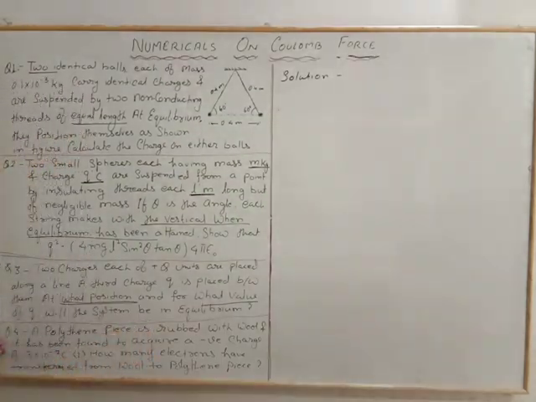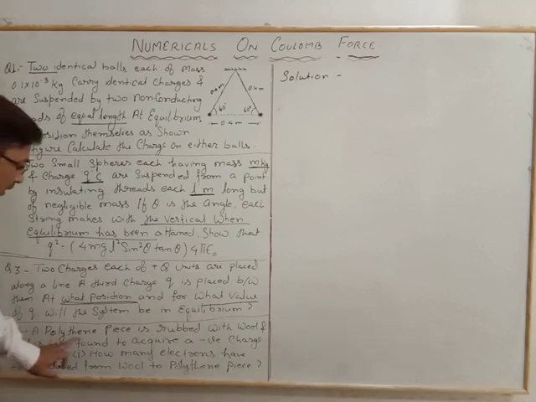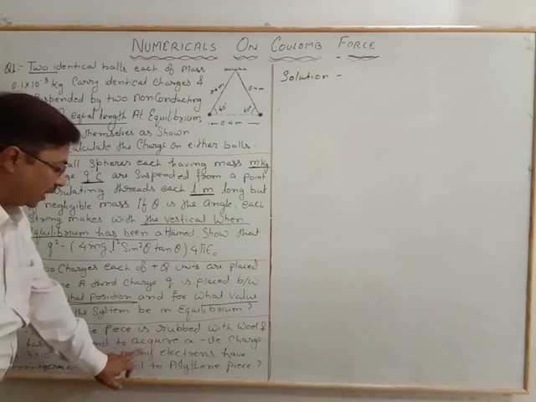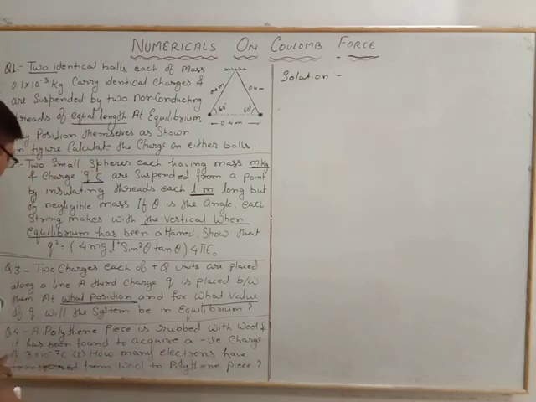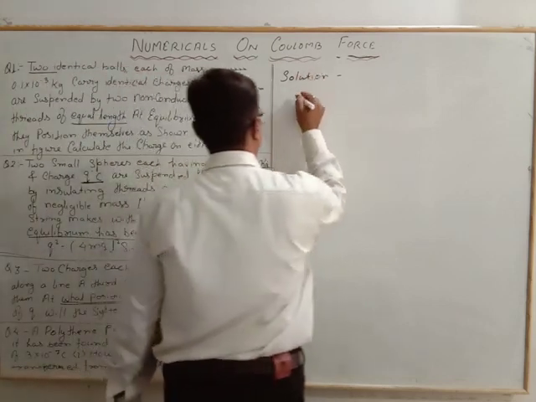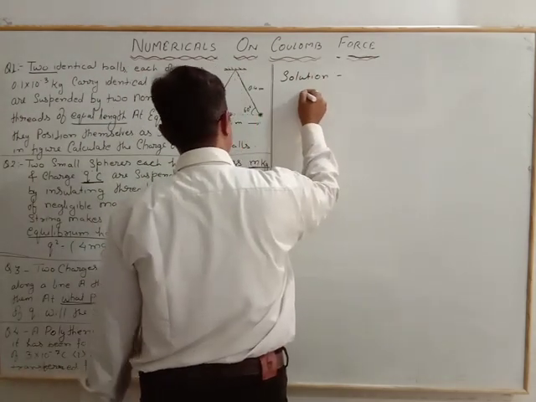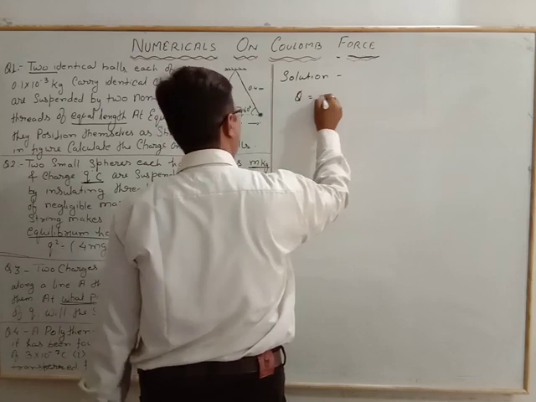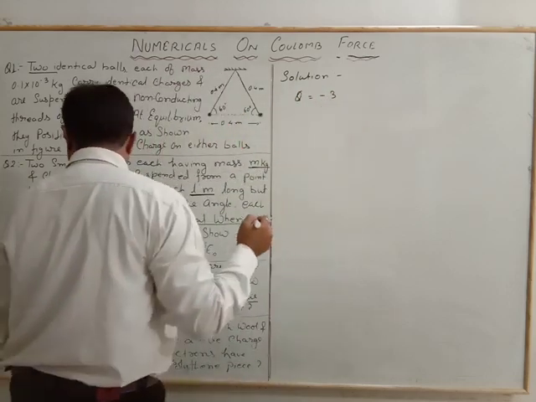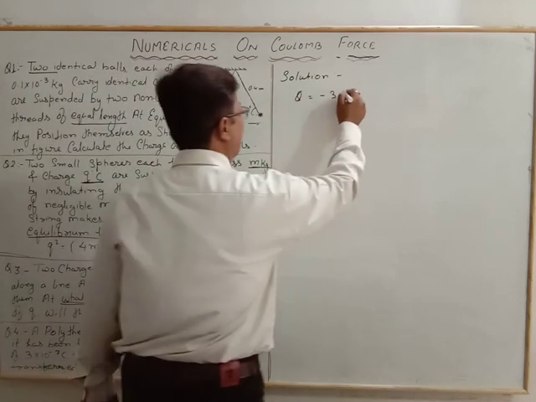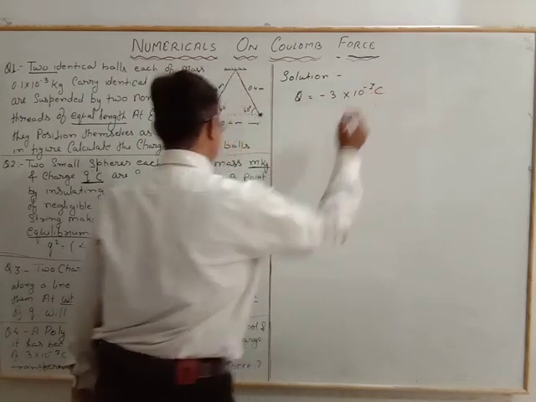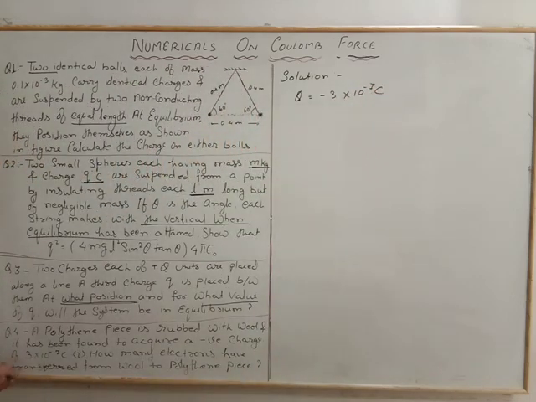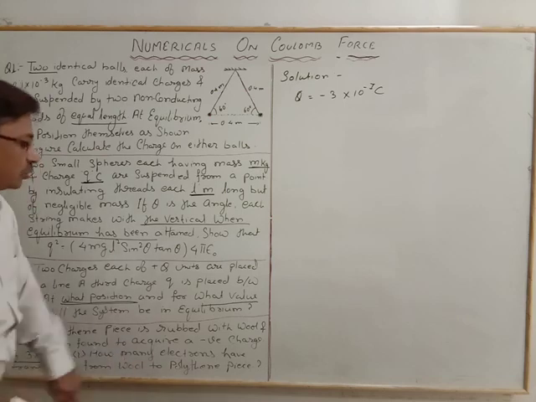For the last numerical, the fourth one: a polythene piece is rubbed with wool and it has been found to acquire a negative charge of 3 into 10 to the power minus 7 coulomb. So the value of the negative charge is given. Let it be q, and q is equal to minus 3 into 10 to the power minus 7 coulomb. How many electrons have been transferred?